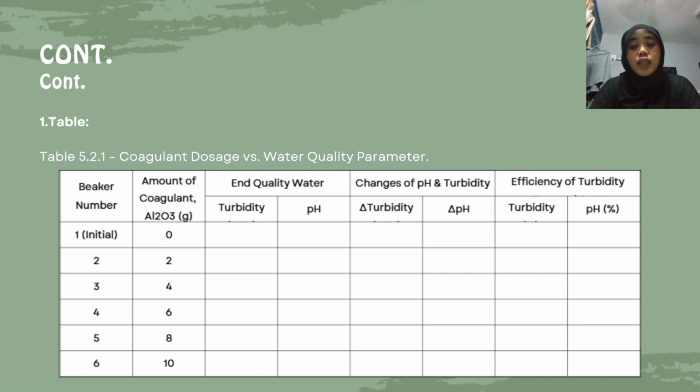Here we have table 5.2.1, which outlines the relationship between the coagulant dosage, specifically aluminium oxide, and several water quality parameters. The first row represents the initial condition of the water sample before any coagulant was added. From there, each subsequent row corresponds to a different beaker with an increasing amount of coagulant from 2 grams up to 10 grams. For each dosage level, we recorded the turbidity and pH of the treated water.